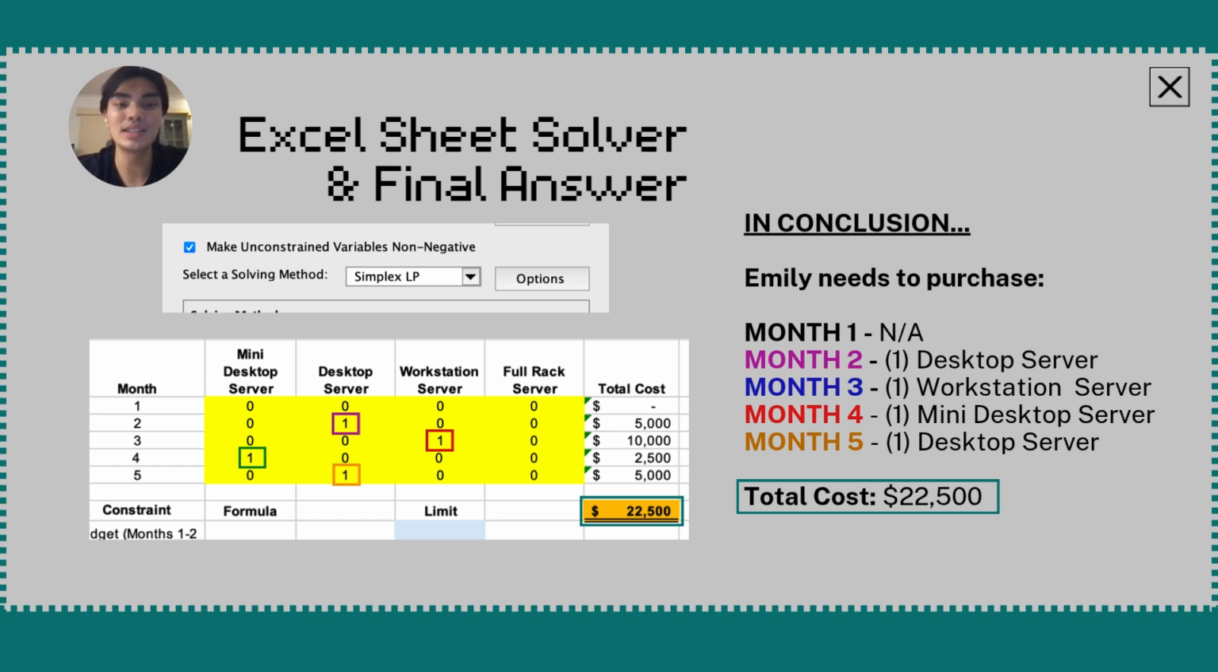In conclusion, Emily needs to purchase nothing in month 1, one desktop server in month 2, one workstation server in month 3, one mini desktop server in month 4, and one desktop server in month 5. This will lead to a total minimized cost of $22,500.